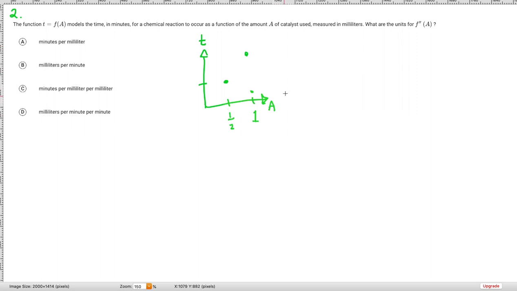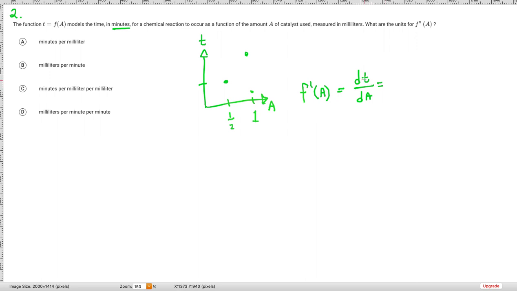Now, this is a good way for us to understand derivatives. So again, we need to remember, okay, the derivative is the instantaneous rate of change. So it's the change in the y value over the change in the x value. So in this case, it's a change in time, dt over dA, right? It's how much time has changed, and in this case, time is measured in minutes. So this is the derivative f prime of a, right? So it's the change in y over the change in x.